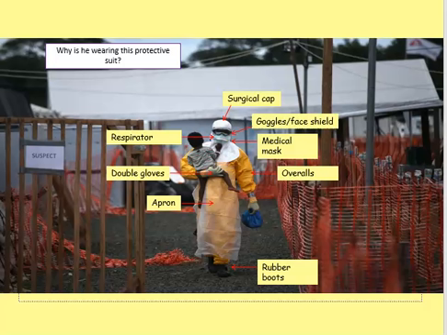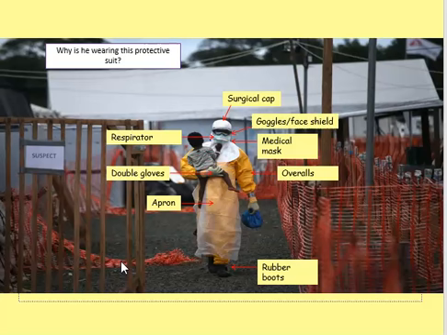Here's an image showing somebody who has got a lot of protective gear on. So a surgical cap, goggles, face shield, medical mask, overalls, rubber shoes, apron, double gloves, respirator. All of these things will help this person from getting the disease that obviously they're trying to treat people for at the moment.